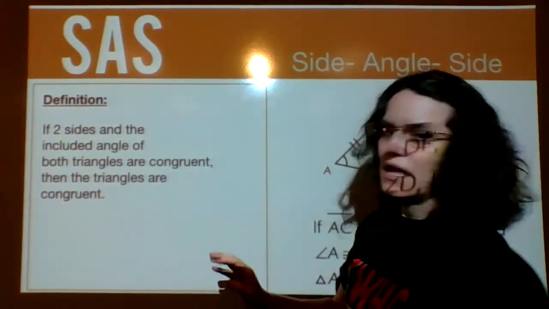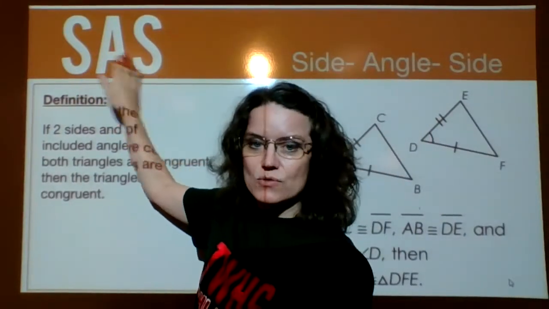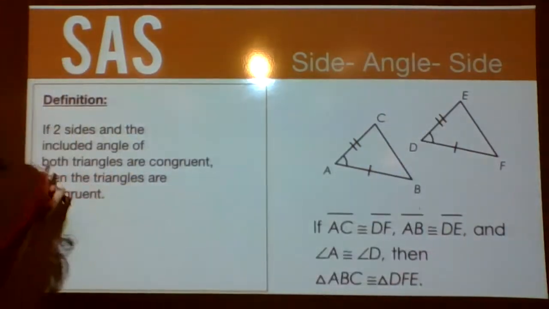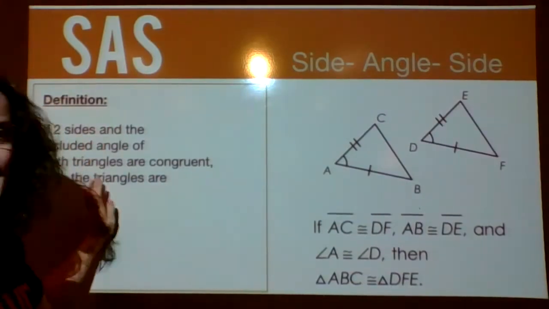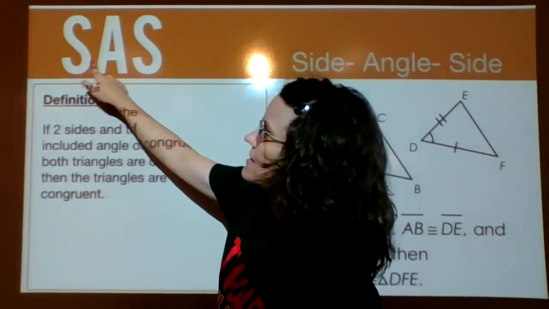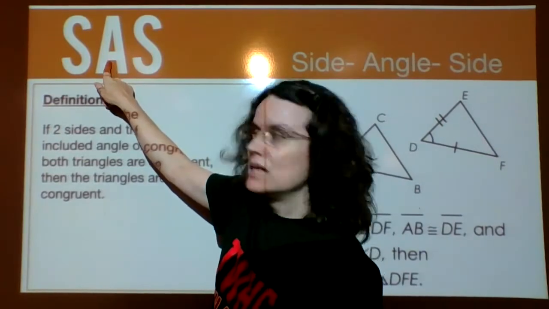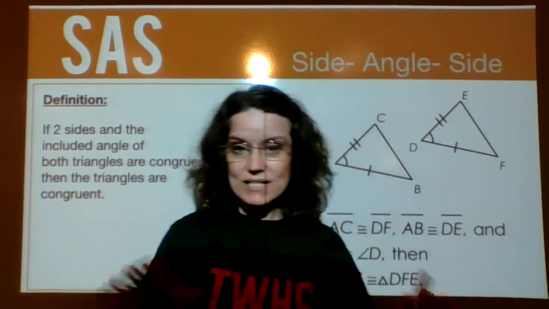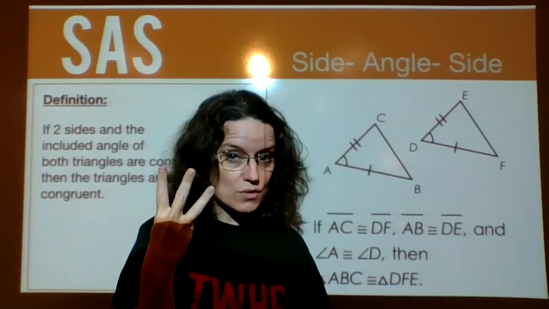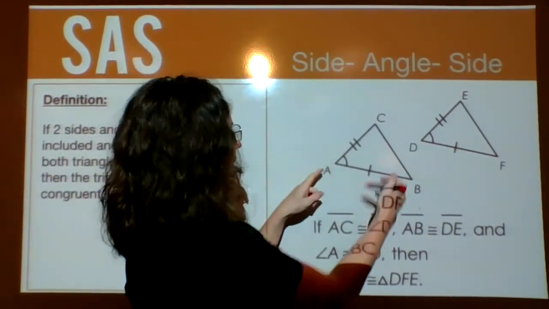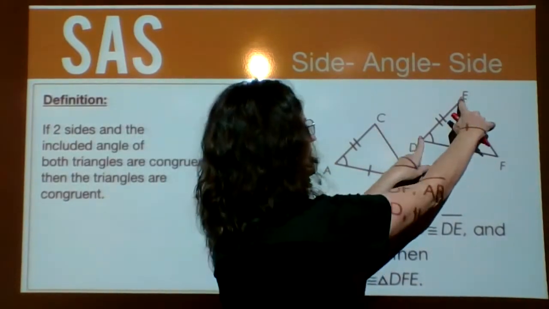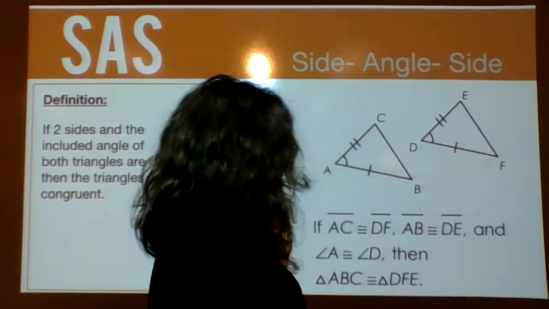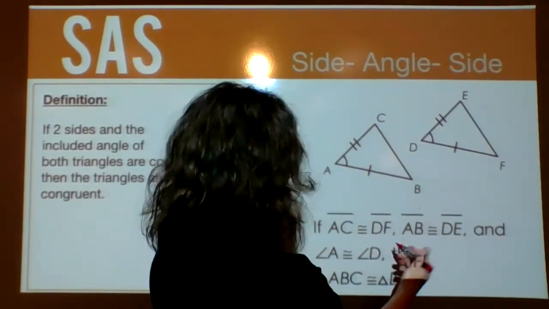Alrighty, come here. If you have the SAS, or side, angle, side, congruency scheme, what that means is that you have 2 sides and the angle between them. That's why it's side, angle, side, because the angle is the one between the 2 sides. And if you have that, you can tell that a triangle is congruent with just those 3 pieces. So here I have AC is congruent to DE, and I have AB is congruent to... These are in the wrong place.